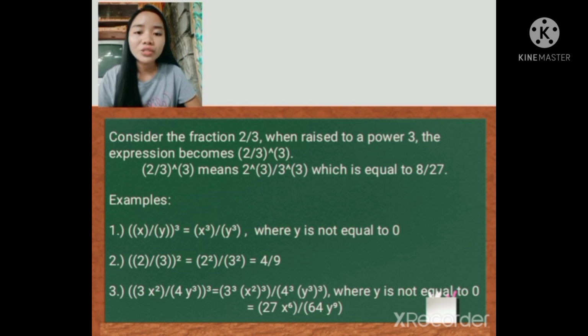3 times 3, 9 times 3 equals 27. For x, just copy the coefficient x and multiply that 2 times 3. So we have x to the power of 6 over 4 times 4, 16 times 4, 64. Then y cubed to the power of 3, we have y to the power of 9.